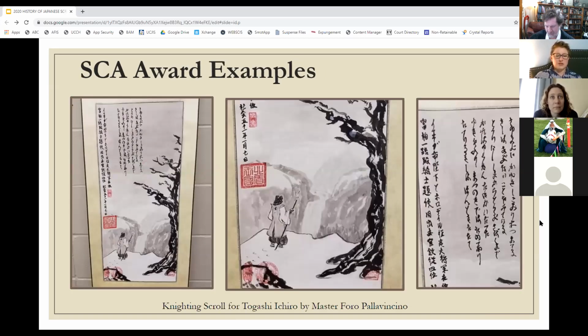So this is a knighting scroll for Togashi Ichiro by Master Foro Pallavicino. Let me tell you really quick about Baron Foro Pallavicino. He does a lot of translation work for the SCA Japanese community in general. He is fantastic, and he is more than happy to help with basic translations. He has his bachelor's in ancient Japanese translation and language in general. So he's very knowledgeable. He knows what he's doing, and he made this one for his friend.